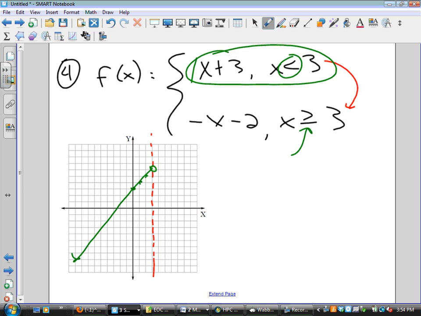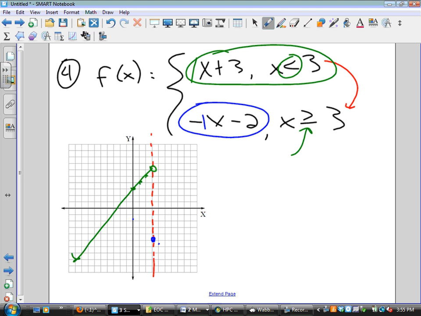Okay, now this other line, negative x minus 2, is only good when x is greater than or equal to 3. Okay, so we know the y-intercept there is negative 2. Okay, and we know that the slope is negative 1. So we're going to go down 1 over 1, down 1 over 1, down 1 over 1, till we get to 3.